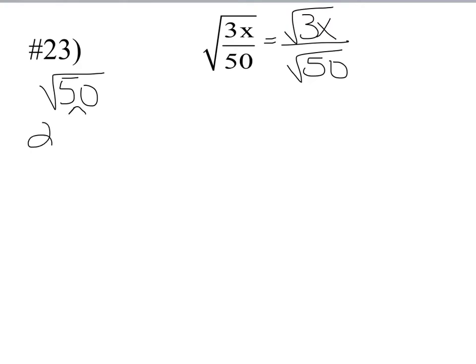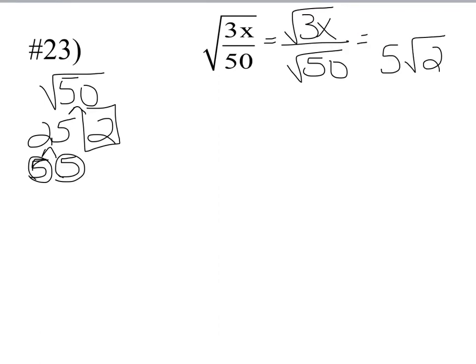So 50 is 25 times 2. And 25 is 5 times 5. I need 2 in order to be able to bring a number out front. So this becomes 5 square root of 2. And this is still the square root of 3x.